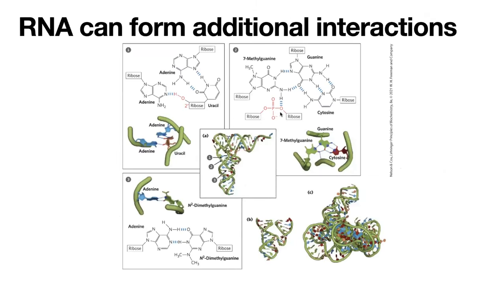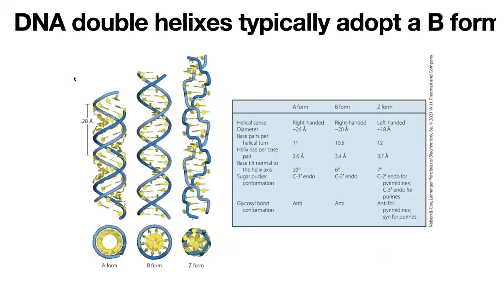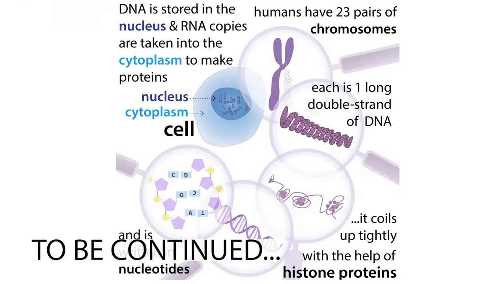So you can see in this structure, for example, here we have a 7-methylguanine. So we have an additional group. We have all sorts of structural opportunities in the case of RNA. But with DNA, typically you just have that double helix. But that's not where DNA structure stops either.